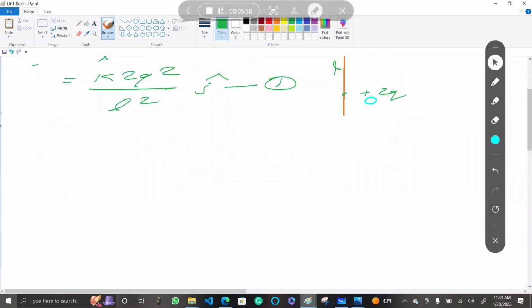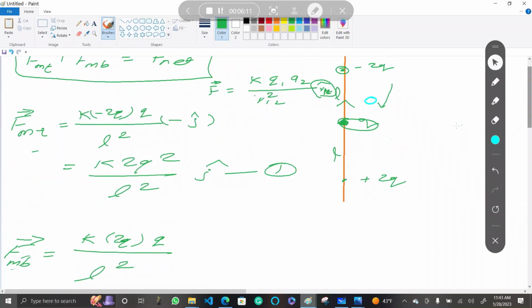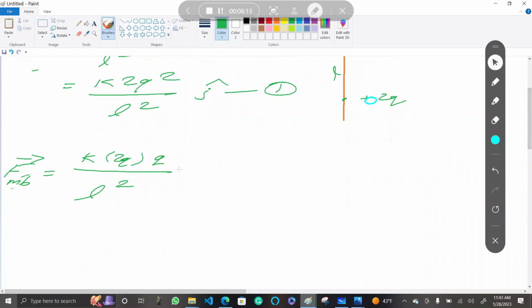Now let's calculate the force on the charge q, or let's say, as our usual notation, the force on the middle charge due to the bottom charge, which is k into source charge 2q and the charge which experiences force q, divided by the distance between them, L square, and the direction is always from the source charge to the destination charge. Our source charge is 2q, so it is pointing upward, so its direction is plus j, right, plus j.